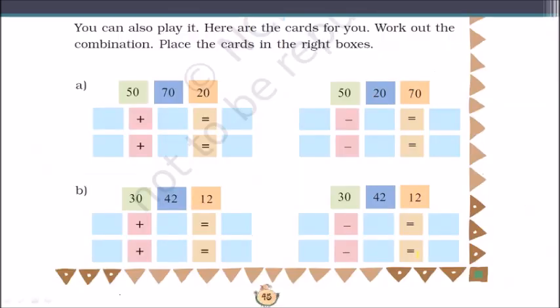Okay, now let's do another activity. In this activity, 3 numbers have been given: 50, 70 and 20. We have to arrange them in these boxes, and two signs are given. Here the sign is addition and here the sign is subtraction. Remember this: whenever you are doing this kind of question with the addition symbol, you have to put the largest number in the last position. You have to put the largest number in the last position.